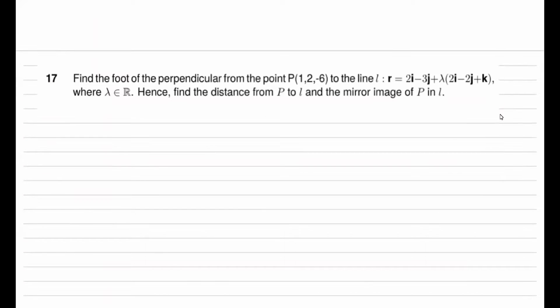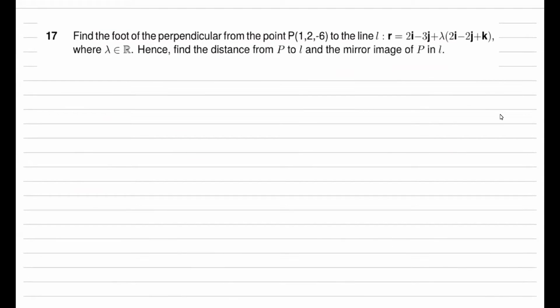Okay, question 17. Let's go. So find the foot of the perpendicular from the point P (1, 2, -6) to the line L: r equals 2i minus 3j plus lambda times (2i minus 2j plus k), where lambda is an element of the set of all real numbers. Hence, find the distance from point P to L and find the mirror image of P. I'll just denote this by P prime in L. We find the coordinates of P prime.